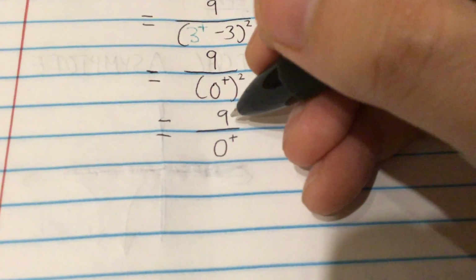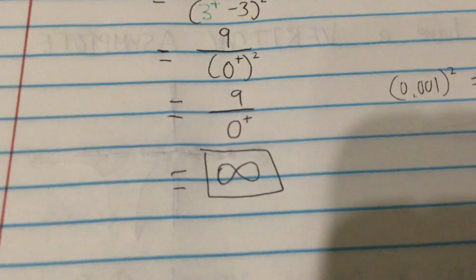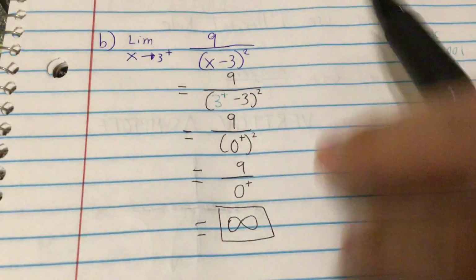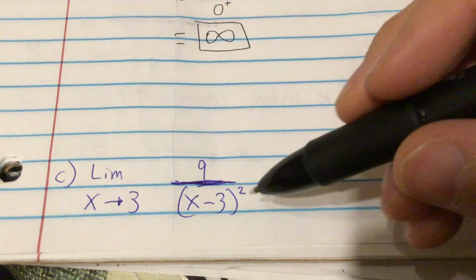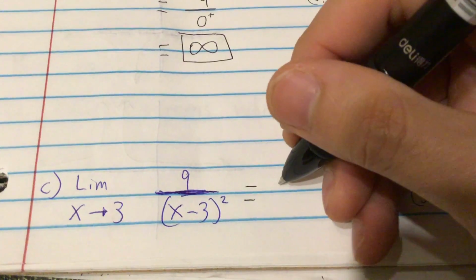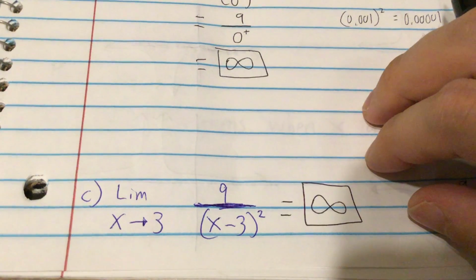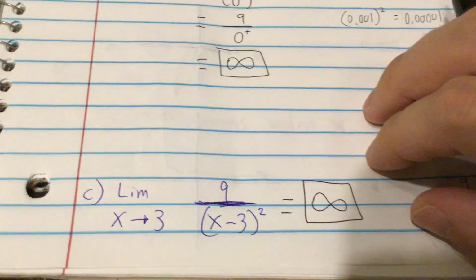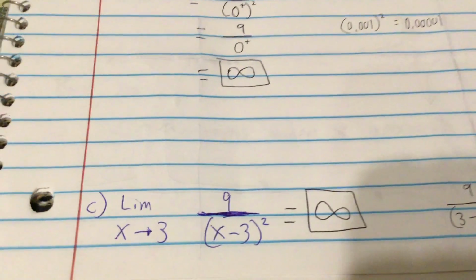9 over 0, positive divided by positive, is still positive. So 9 over 0 is infinity. So the left-hand limit as x approaches 3 is infinity. The right-hand limit as x approaches 3 is also infinity. So the limit as x approaches 3 of 9 over the quantity of x minus 3 quantity squared is positive infinity, even though there is no point as x gets closer and closer to 3. They both agree that we're going to the sky. We're both going to infinity.